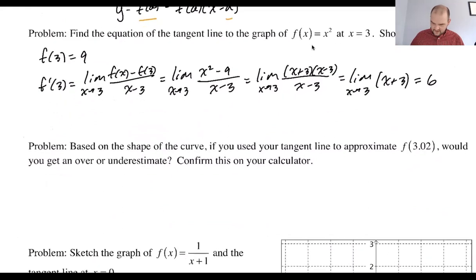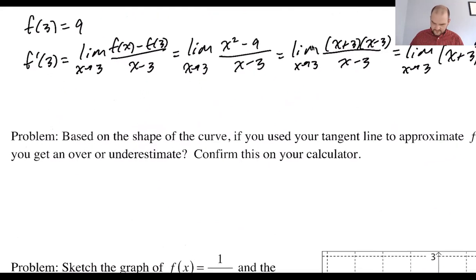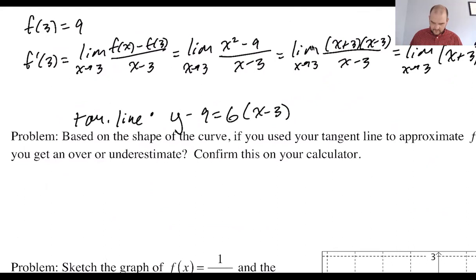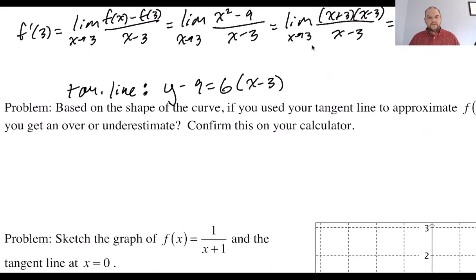And then I want to write the equation of the tangent line. So it's going to be y minus the y value, which is 9, equals f prime of 3, which was 6. That's the slope. And then x minus 3. So this is my tangent line. And so I should probably label it. There we go, tangent line.